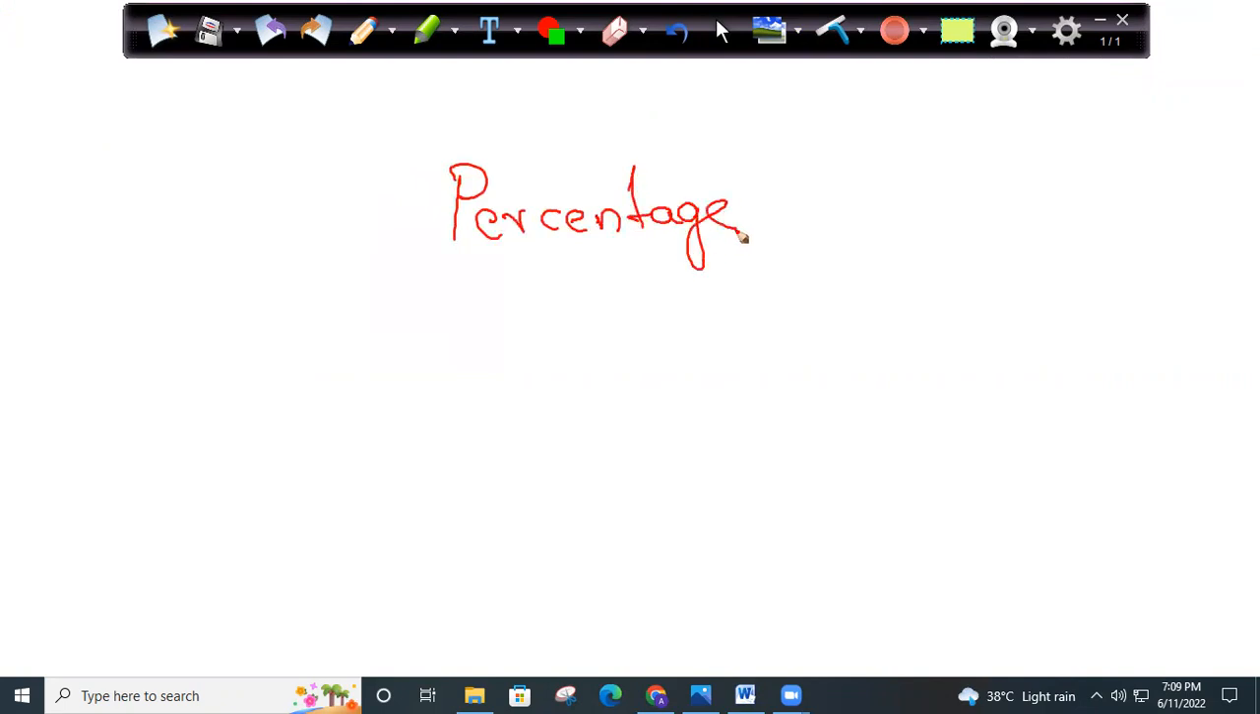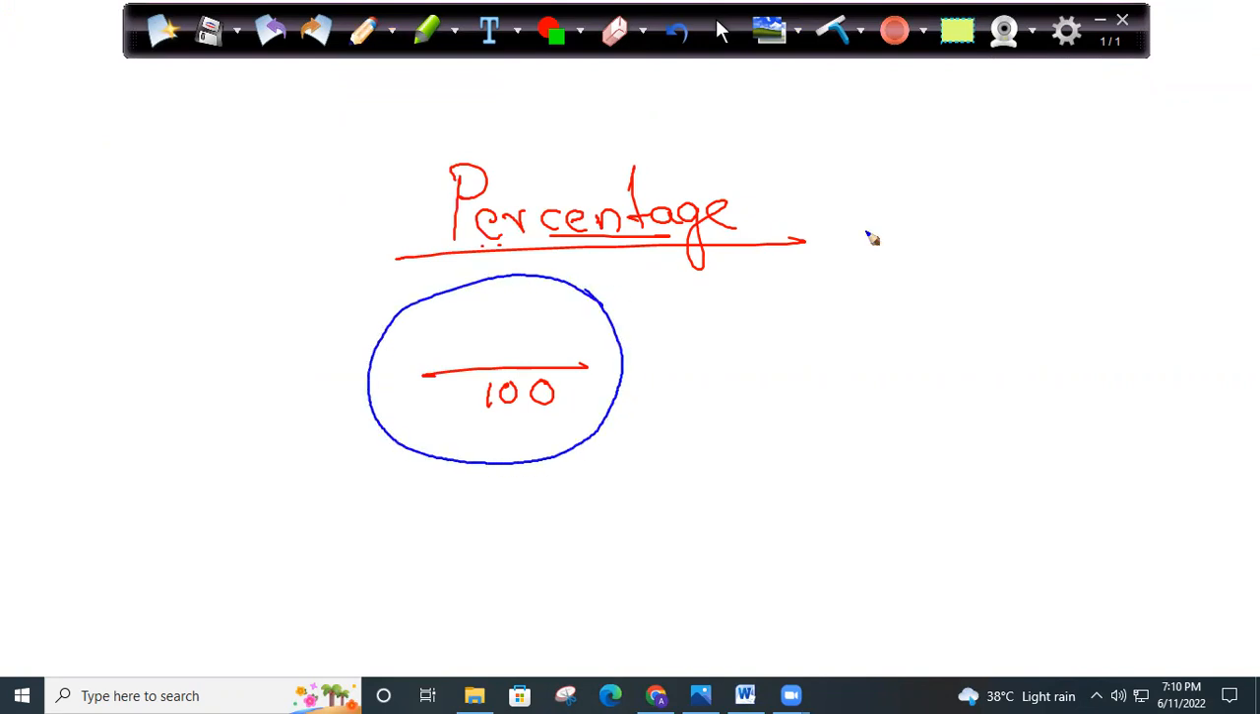Percentage: per, out of, cent, 100. Anyone has any doubts, you are most welcome to stop me and ask me. Out of 100 is called as percentage. Why percentage has come into the picture?